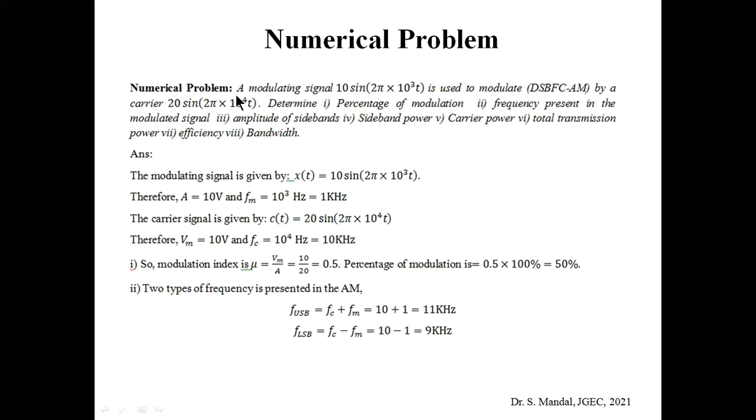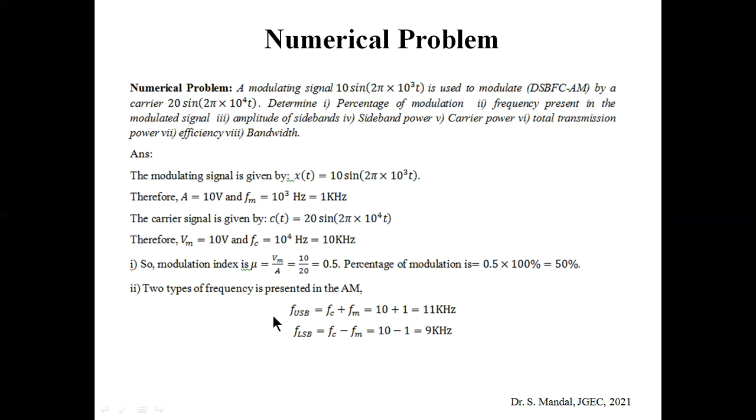Next question is the frequencies present in the modulated signal. We know that there are two sidebands, the upper sideband and the lower sideband, corresponding to omega c plus omega m and omega c minus omega m. That is fc plus fm and fc minus fm. So FUSB, the frequency of the upper sideband, is fc plus fm, and FLSB is fc minus fm. So 10 plus 1 gives the upper sideband, 11 kilohertz, and 10 minus 1 gives the lower sideband, 9 kilohertz.